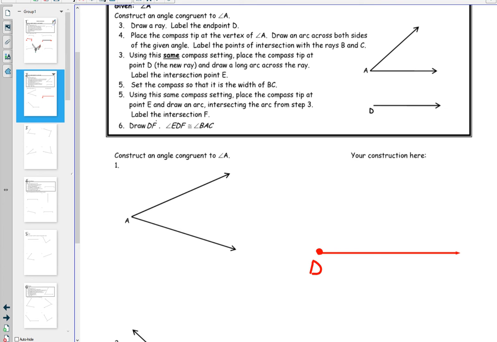This is not a segment. We're not measuring distance. We're measuring angle measurement. But in order for the compass to work, yeah, sure, it's gonna be an angle. You're supposed to have an arrow. And don't put a point yet on the other angle. Just put the point D.